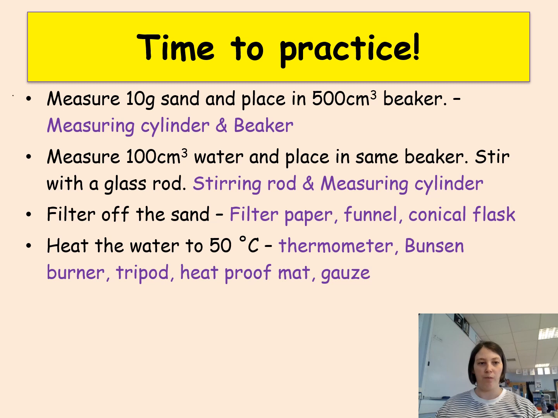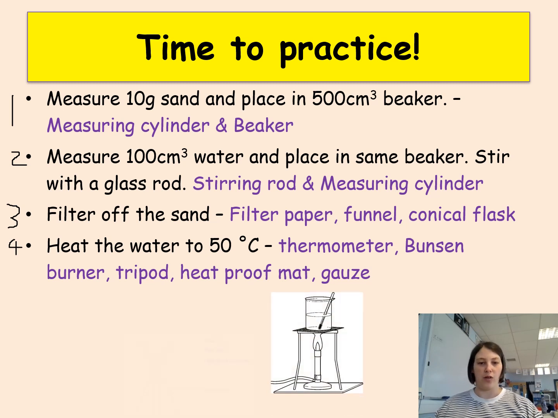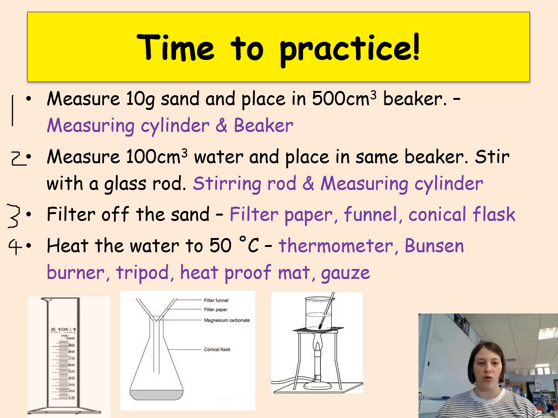So, step 1, a measuring cylinder and beaker. Step 2, stirring rod and measuring cylinder. Step 3, filter paper, funnel and conical flask. And step 4, thermometer, Bunsen burner, tripod, heatproof mat and gauze. And your diagrams of the equipment should look like this.